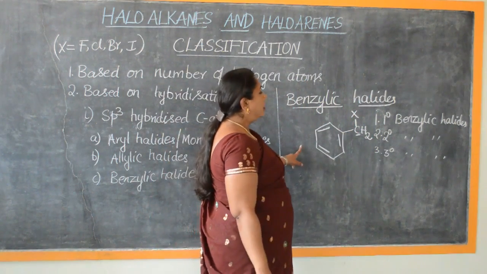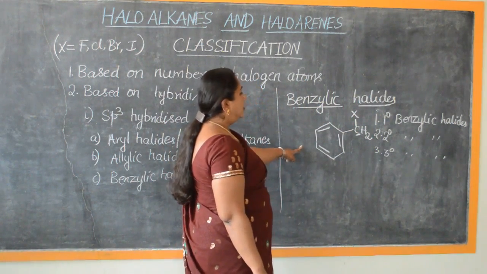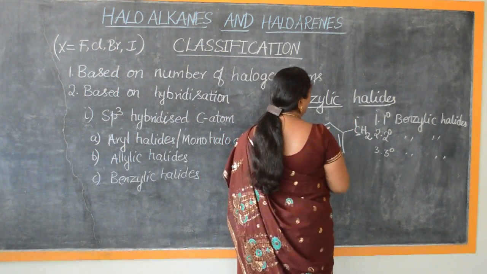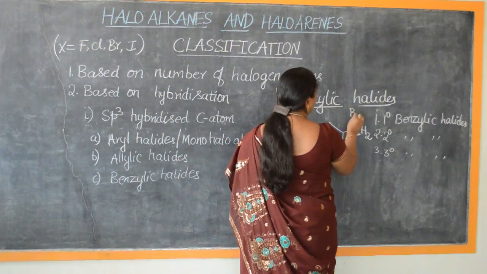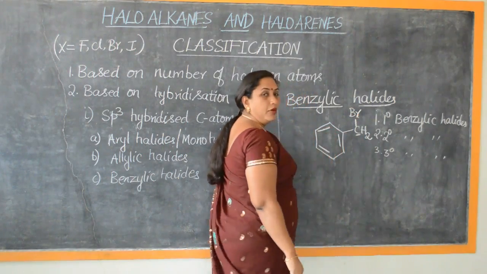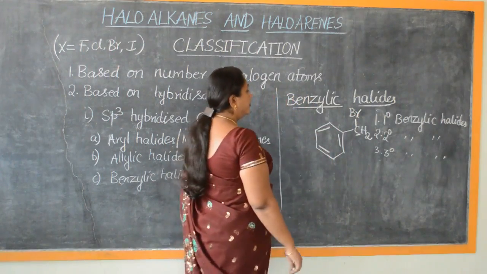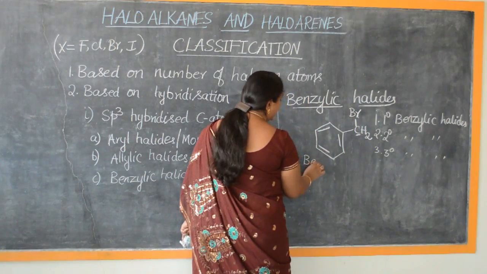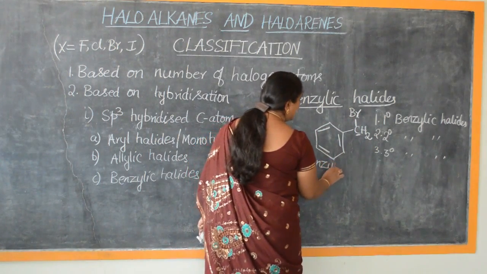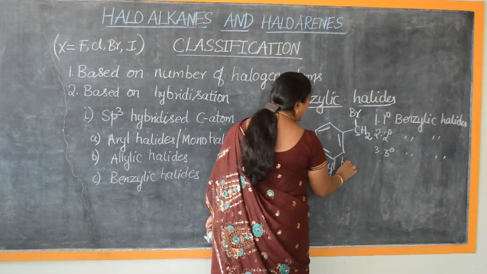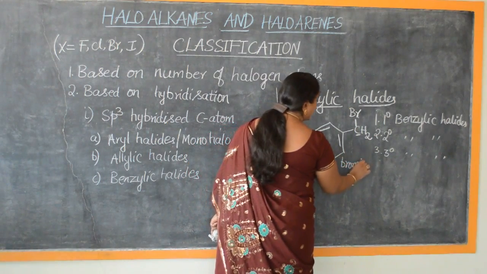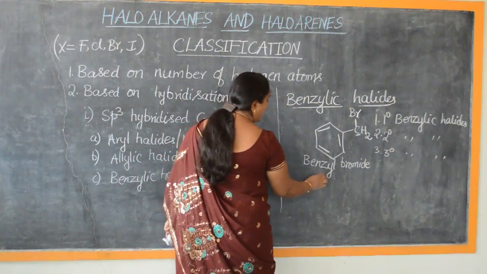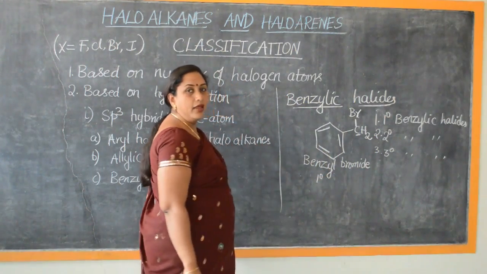So for the example that I have given to you here, let me just replace the X with some halogen member. Let us say bromine. Therefore, the name of this compound becomes benzyl bromide. In short, we can call this benzyl bromide. This becomes an example of primary benzylic halides.